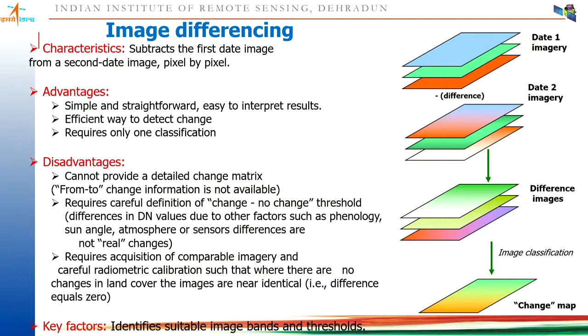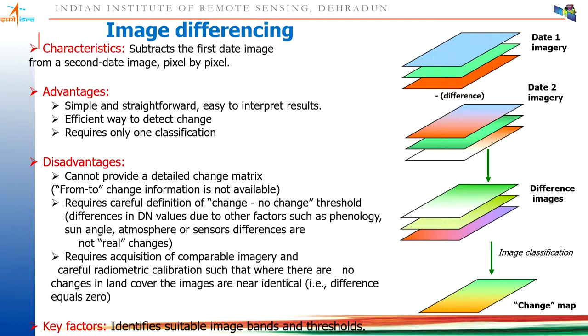Image differencing is subtracting the first date image from the second date image, pixel by pixel. Suppose in the first image the pixel value is 40, in the second image the pixel value is 70. So 70 minus 40, or 40 minus 70, the difference is 30. If it is more than my threshold, we will say that this pixel has changed from the first date to the second date. This method is as simple as this.